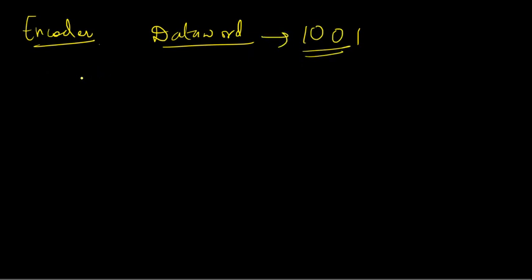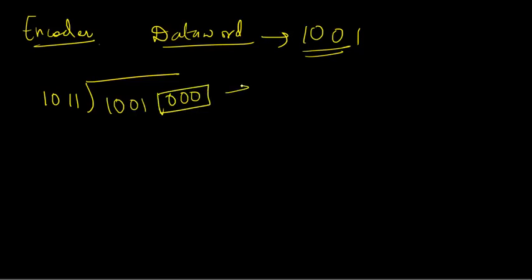Also, one more thing, the divisor is already predefined. In this case, the divisor is 1011. And what we have to do to the data word is add 3 zeros, or augment it with 3 zeros: 1001000. This part is added, or we even call it the augmented data word.